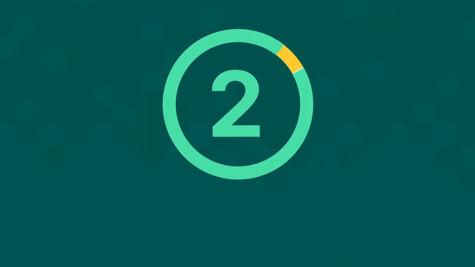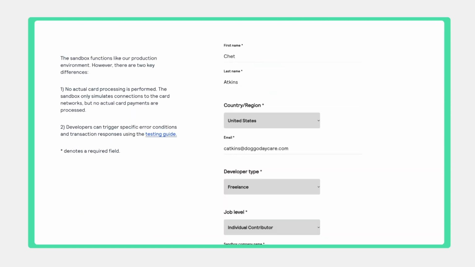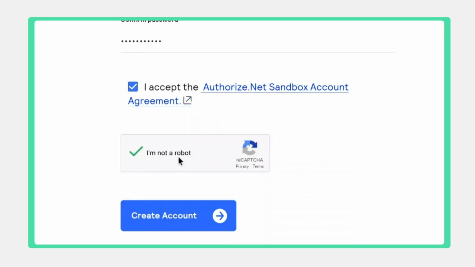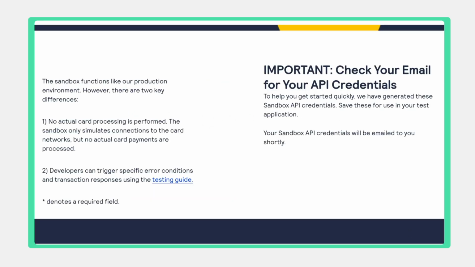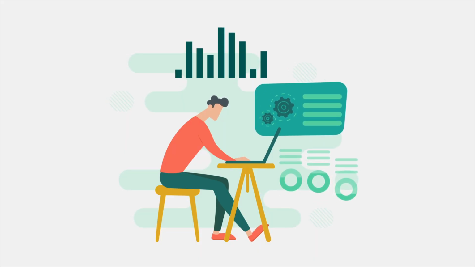Step 2, set up your Authorize.net Sandbox account. After installing Chargent, make sure you've created a free Authorize.net Sandbox account. This will allow you to run test credit card and bank account transactions before going live with real payments. Once you've created your Auth.net Sandbox account, you'll need to find and save a few important gateway credentials.